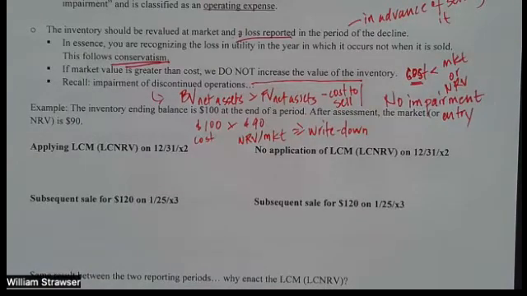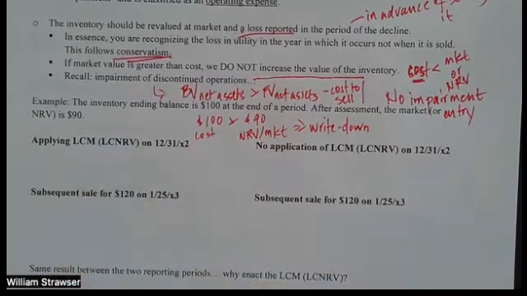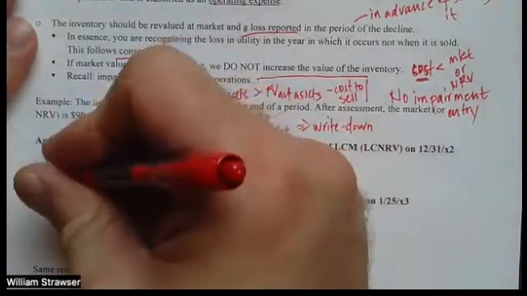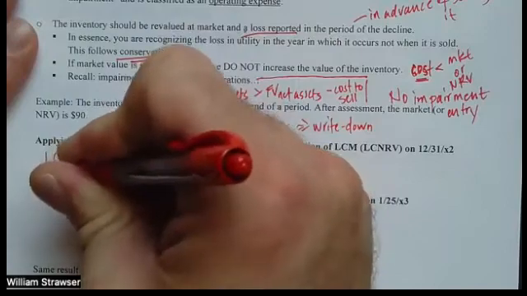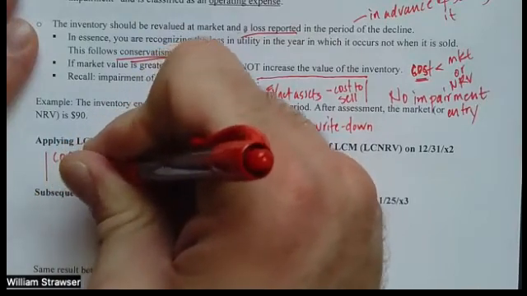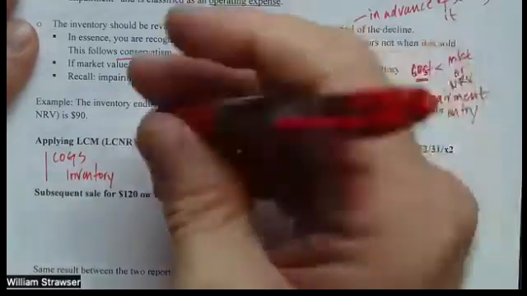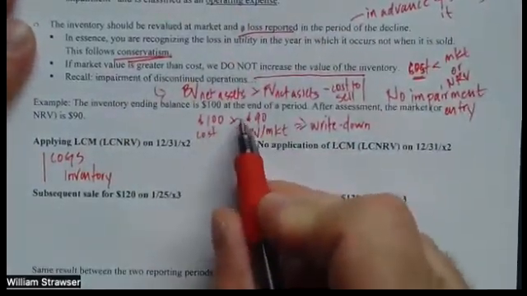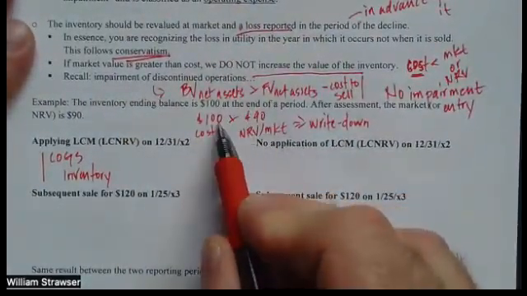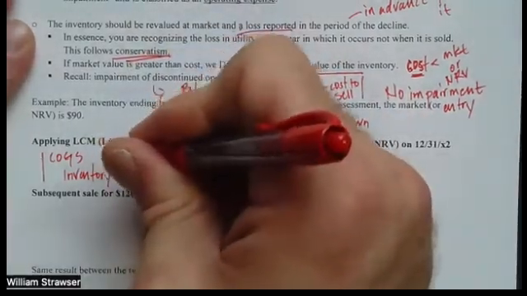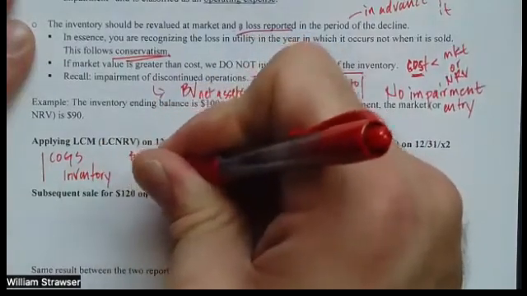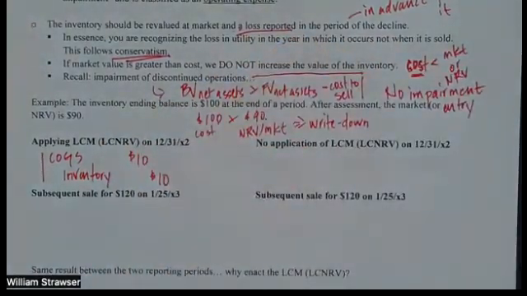So if I apply the LCM or LCNRV on 1231X2, then one common way that's done is by debiting cost of goods sold, crediting inventory for the amount of the write down. The amount of the write down, right? Instead of being 100, I need it to be 90. So it's going to be a $10 amount. And one method to do that is to put it in cost of goods sold. So we'll just drop it there.